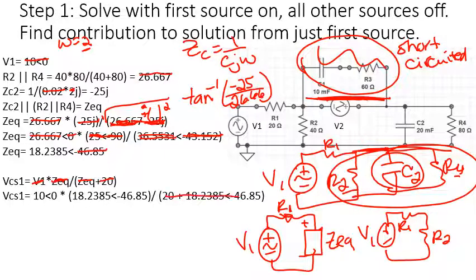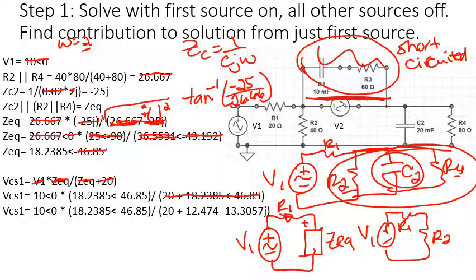I notice on my denominator I have 20 plus some ugly phasor. Can't add in phasor form, so I need to convert that to rectangular. So in rectangular form, I take 18.2385 cosine negative 46.85, and I get 12.474. I take 18.2385 sine of negative 46.85, and I get negative 13.305j.